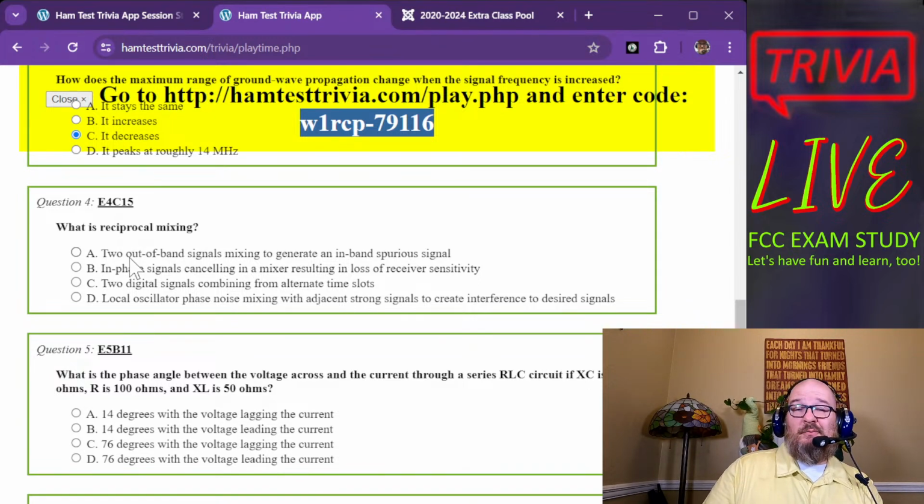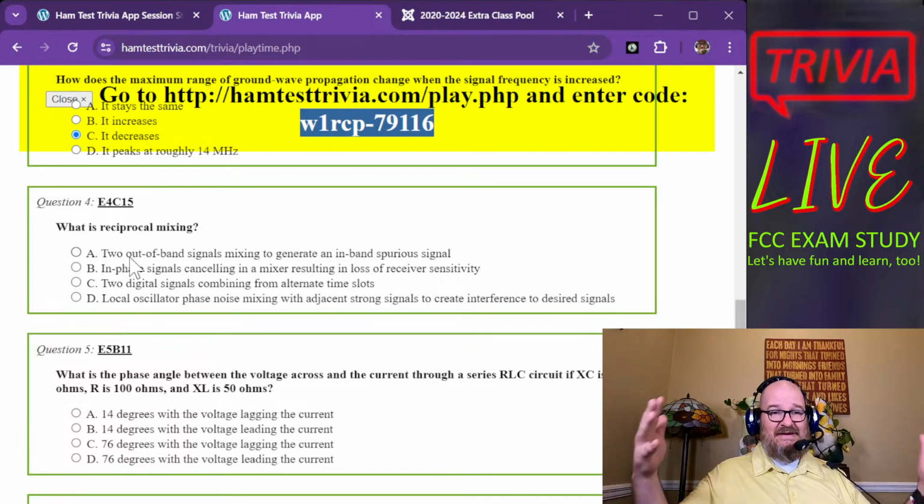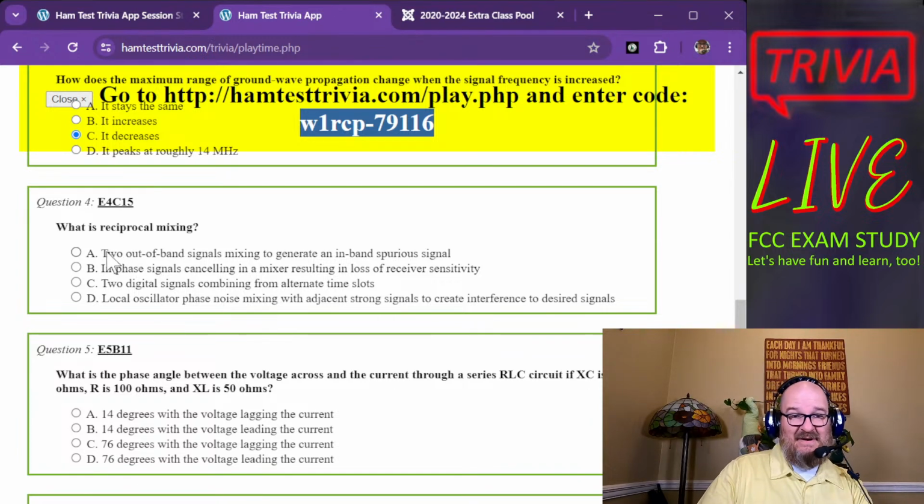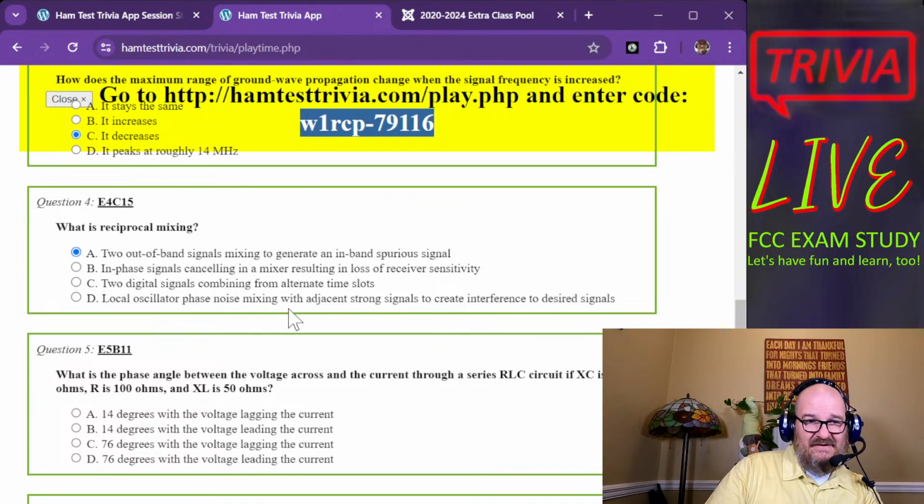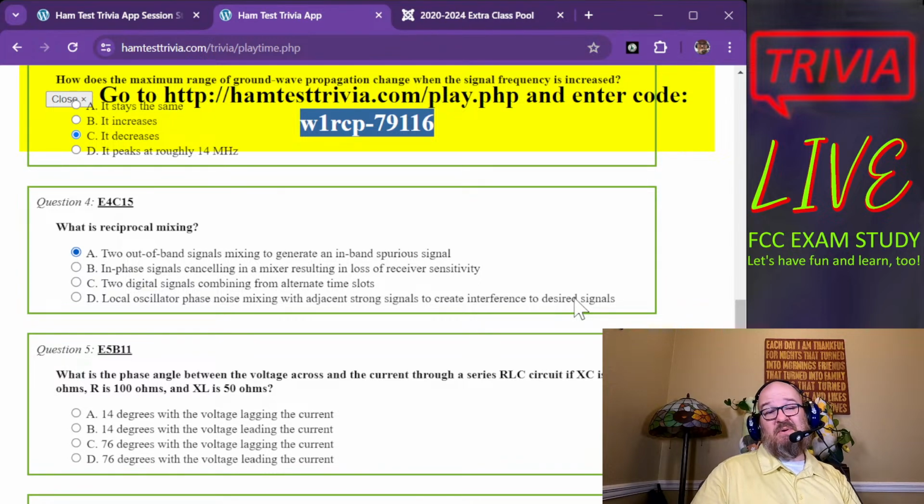Y'all, I don't really know, but I do know that signals can mix. That's how you get frequency modulation. In-phase signals canceling in a mixer. If they're in phase, they're not going to cancel. If they were out of phase, they would cancel. Two digital signals combining from alternate and local oscillator phase noise mixing with an adjacent strong signal to create interference to desired signals. Ew, that one's worded so nicely that it could be a right answer.